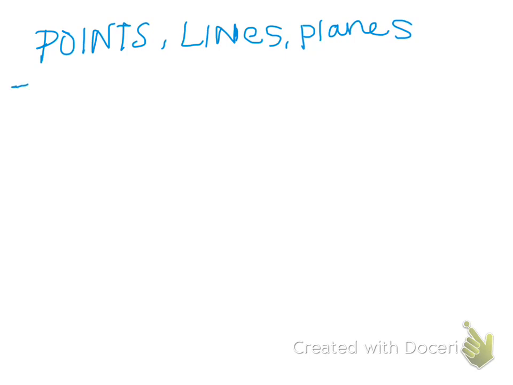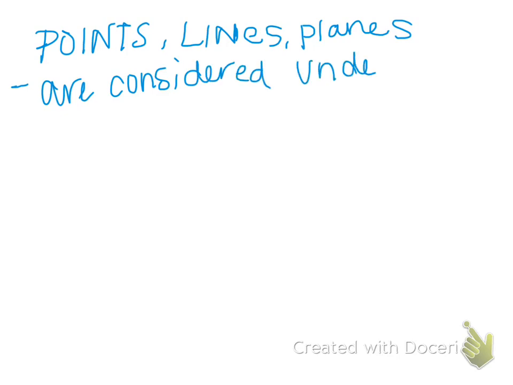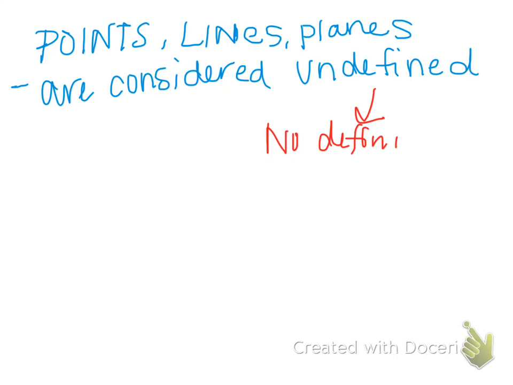So these terms are considered undefined. And they're undefined because they have no definition. They can't really be explained using examples and descriptions. I mean, we can give definitions to them, but there's no common definition that anyone uses for a point, line, or a plane.